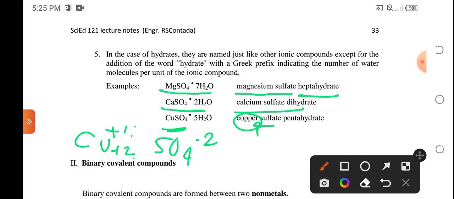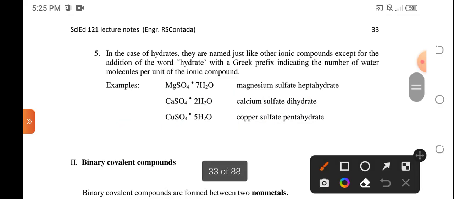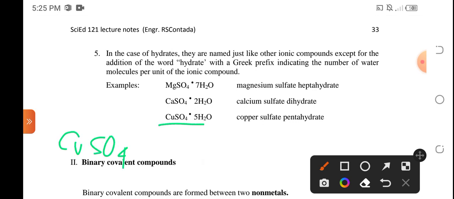If we use +1, definitely the 2 will go to the side of copper. Pero walang subscript si copper. So more likely, +2 ang ginamit. Okay? So this formula, CuSO4, came from Cu +2 and SO4 -2. Kaya nag-cancel. Kaya wala kang makikita.